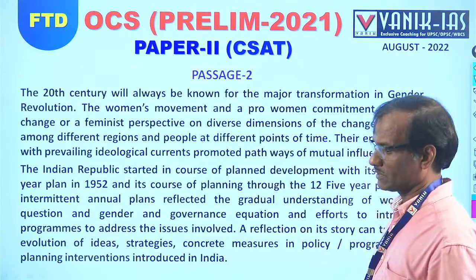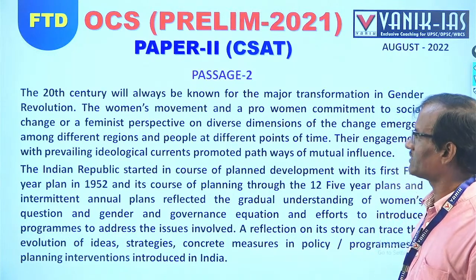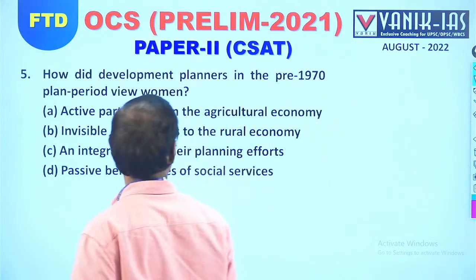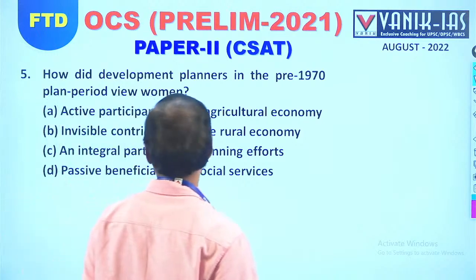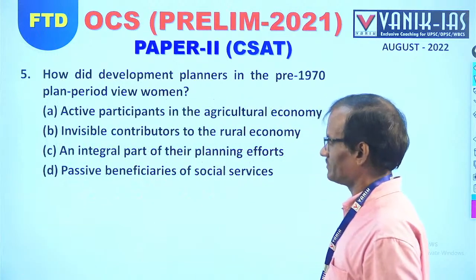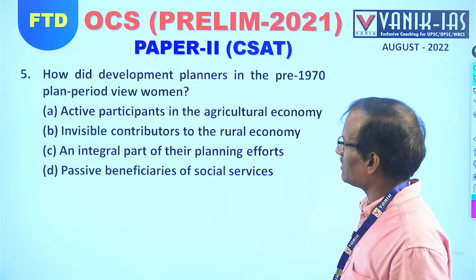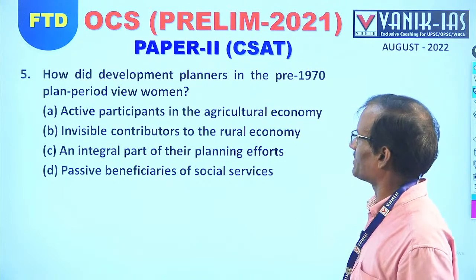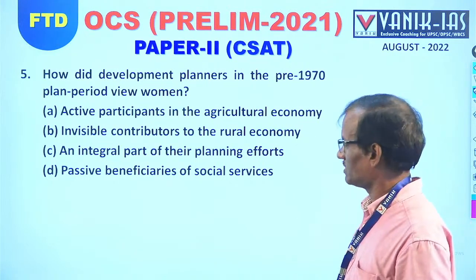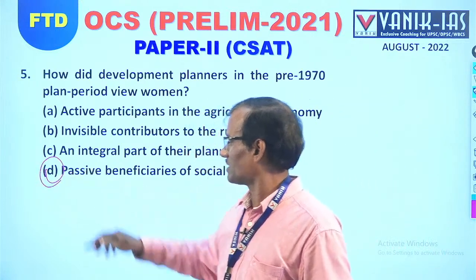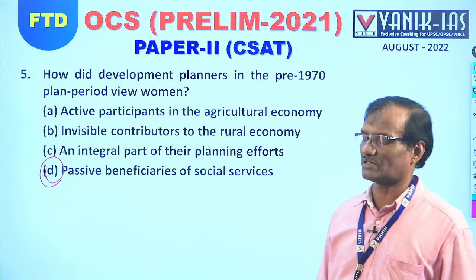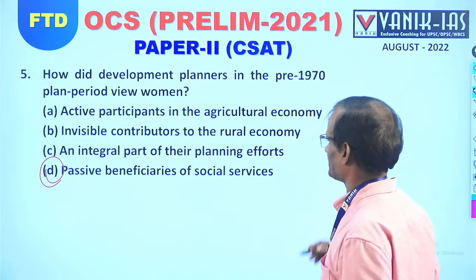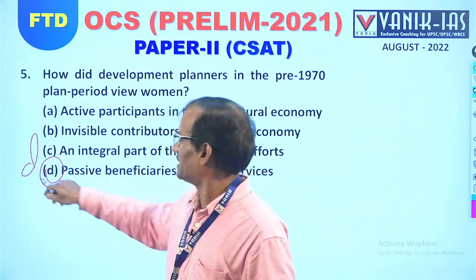Passage 2. So, while going through the passage, I have found the answers. You can check it. How did development planners in the pre-1970 plan period view women? So, that will be the passive beneficiary of social service, passive, not active, during the pre-plan period, because there was no inclusive growth. So, that was not there. Women were not considered as active beneficiaries of social services. They are passive, means indirect beneficiaries. So, according to the passage, it will be D. Answer will be D.